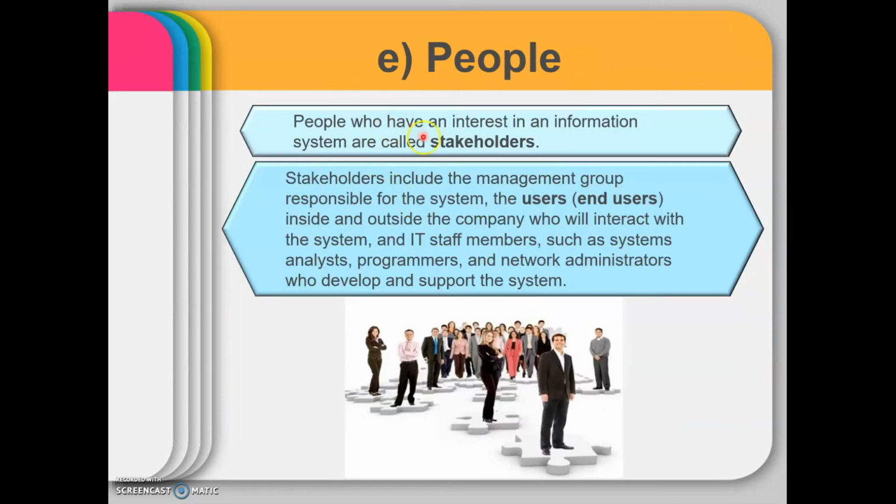People who have an interest in an information system are called stakeholders. Stakeholders include the management group responsible for the system, the users or end users inside and outside the company that will interact with the system, and IT staff members, such as systems analysts, programmers, and network administrators, who develop and support the system, basically the IT department.